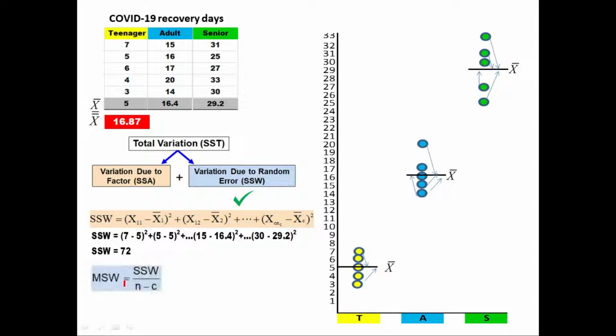Next, as usual, we have to calculate the mean of squared within the groups. The formula is very simple. SSW divided by n minus c. N minus c is the degree of freedom. N is the total number of samples. 5, 5, 5 meaning that we have 15. So n is 15 minus 3. C is basically the number of groups. We have 3 groups: teenager, adult, and senior. 3 groups, so 15 minus 3. Okay, so the MSW, the final answer, is 6.